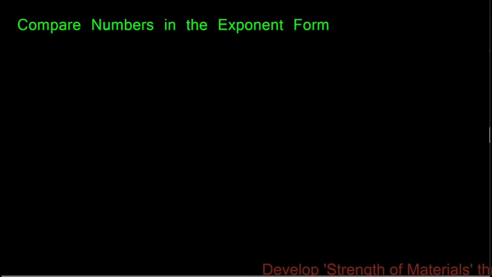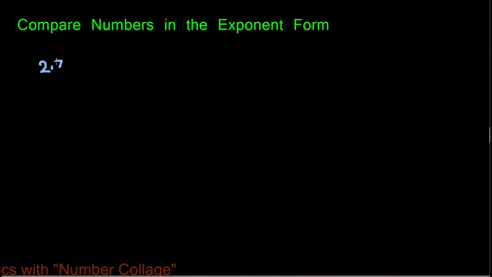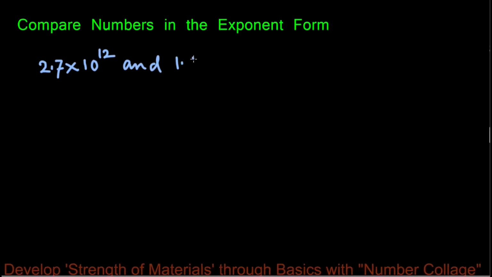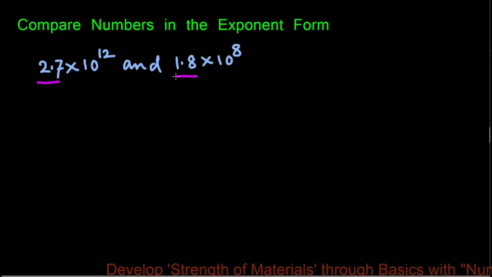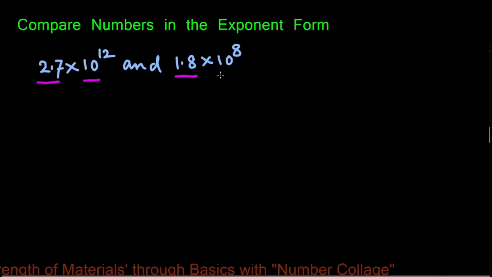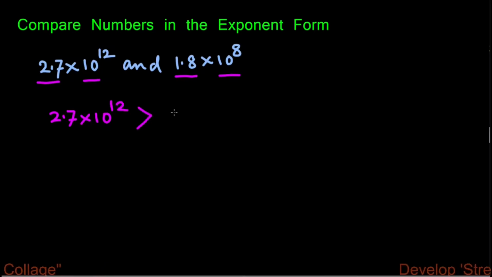We have to compare numbers in the exponential form and tell which one is bigger and which one is smaller. First pair of numbers is 2.7 multiplied by 10 raised to 12 and 1.8 multiplied by 10 raised to 8. Here 2.7 is greater than 1.8 and 10 raised to 12 is also greater than 10 raised to 8. So obviously 2.7 multiplied by 10 raised to 12 is greater than 1.8 multiplied by 10 raised to 8.